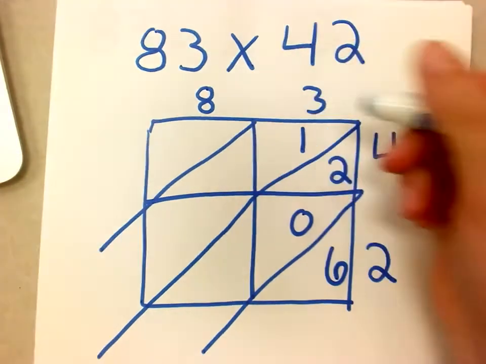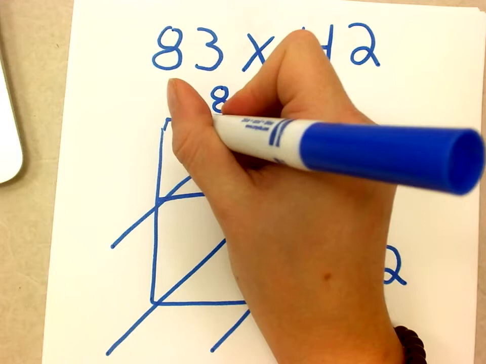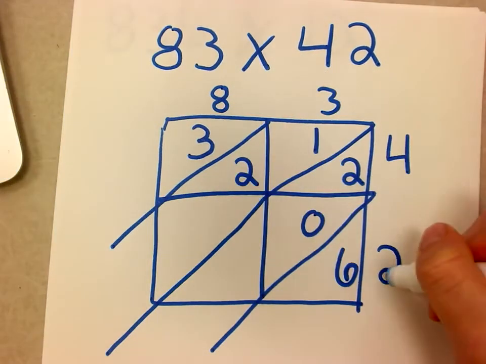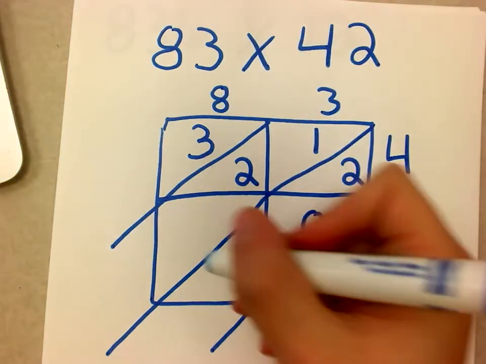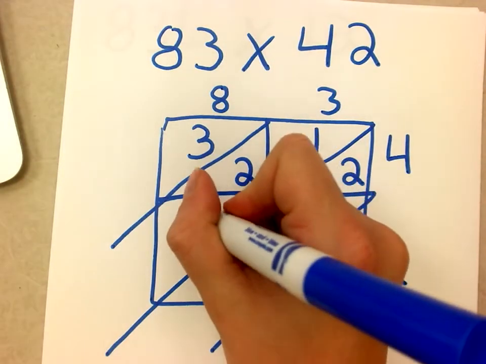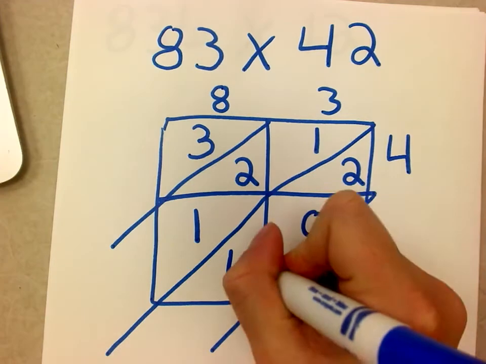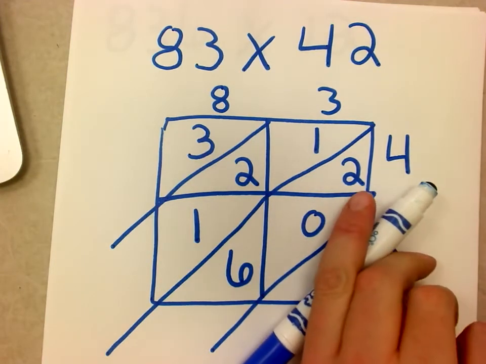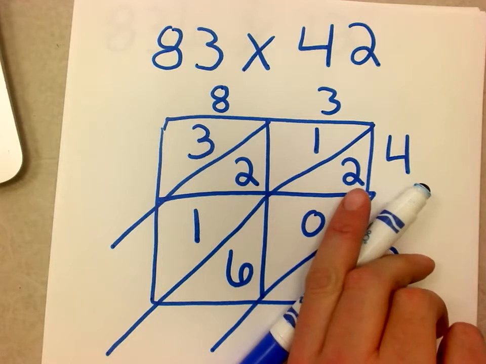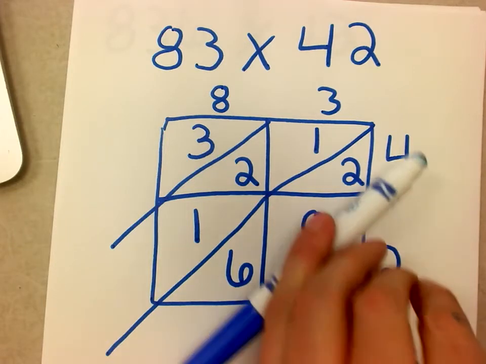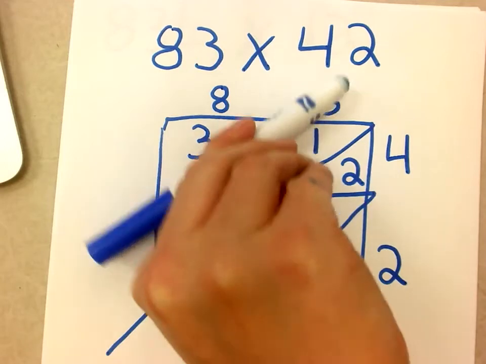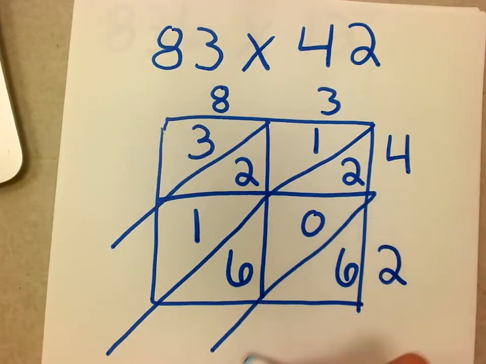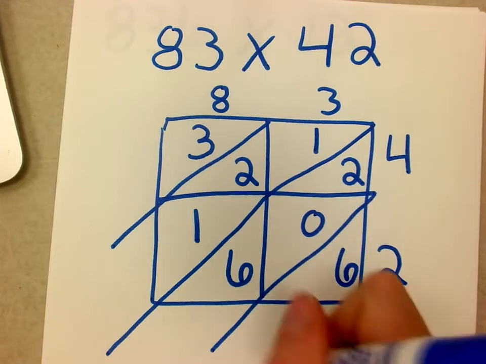4 times 8 is 32. 3 10s, 2 1s. 2 times 8 is 16. 1 10, 6 1s. Now my next step is to add these diagonals. So these are actually place values right here. So this is my 1s place, my 10s, my 100s, and my 1000s going diagonally. So 6, there's nothing else in this row, so I would just bring down and record a 6 here.